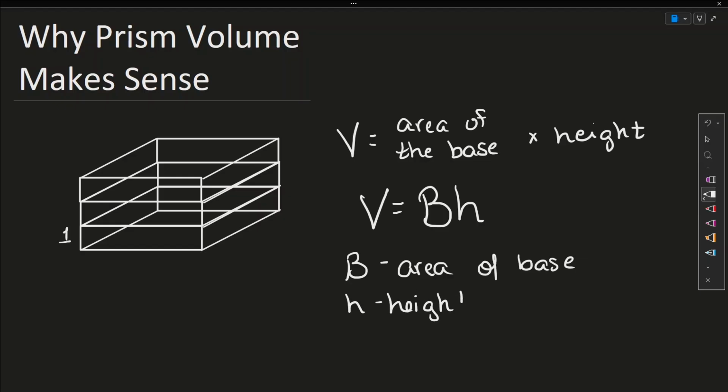And this formula makes sense because the base tells us how much space is in one layer, and the height tells us how many layers we are stacking. This is a really meaningful way to understand the formula. It's not just a rule to memorize. It comes from structure. This is also a great teaching idea for future teachers. When students can picture the layers, the formula becomes much easier to understand.